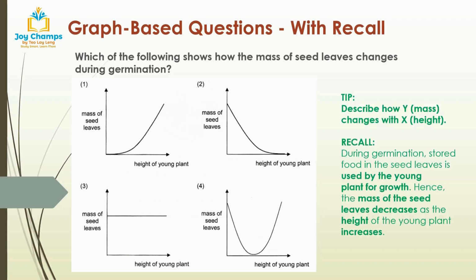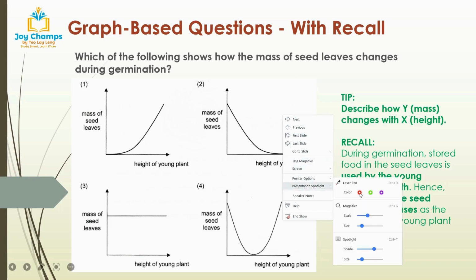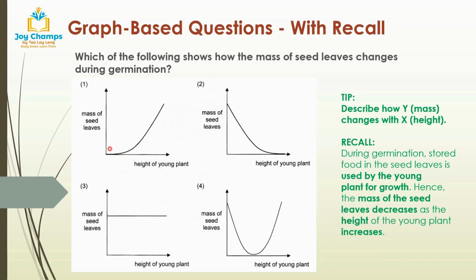Let's look at the first graph, but before we do so, let me change this pointer to laser so you can see clearer. Now, you must understand that as you move towards the right on the horizontal axis, the height of the young plant increases. And when you move along the y-axis, the mass of the seed leaves increases. So I always tell children, if you want to understand and be able to say the pattern, use your finger and trace the line, and as you trace it, read out the pattern in your heart silently.